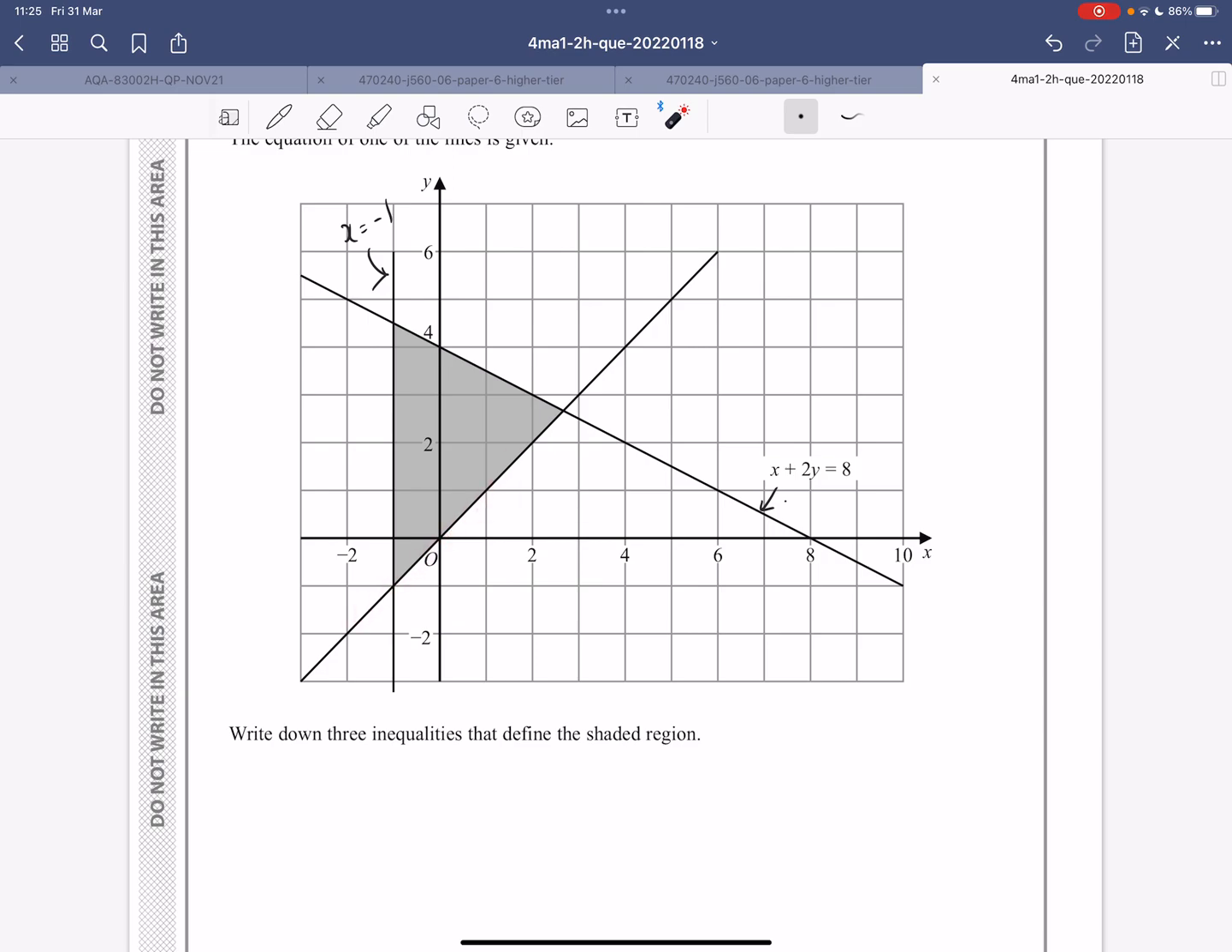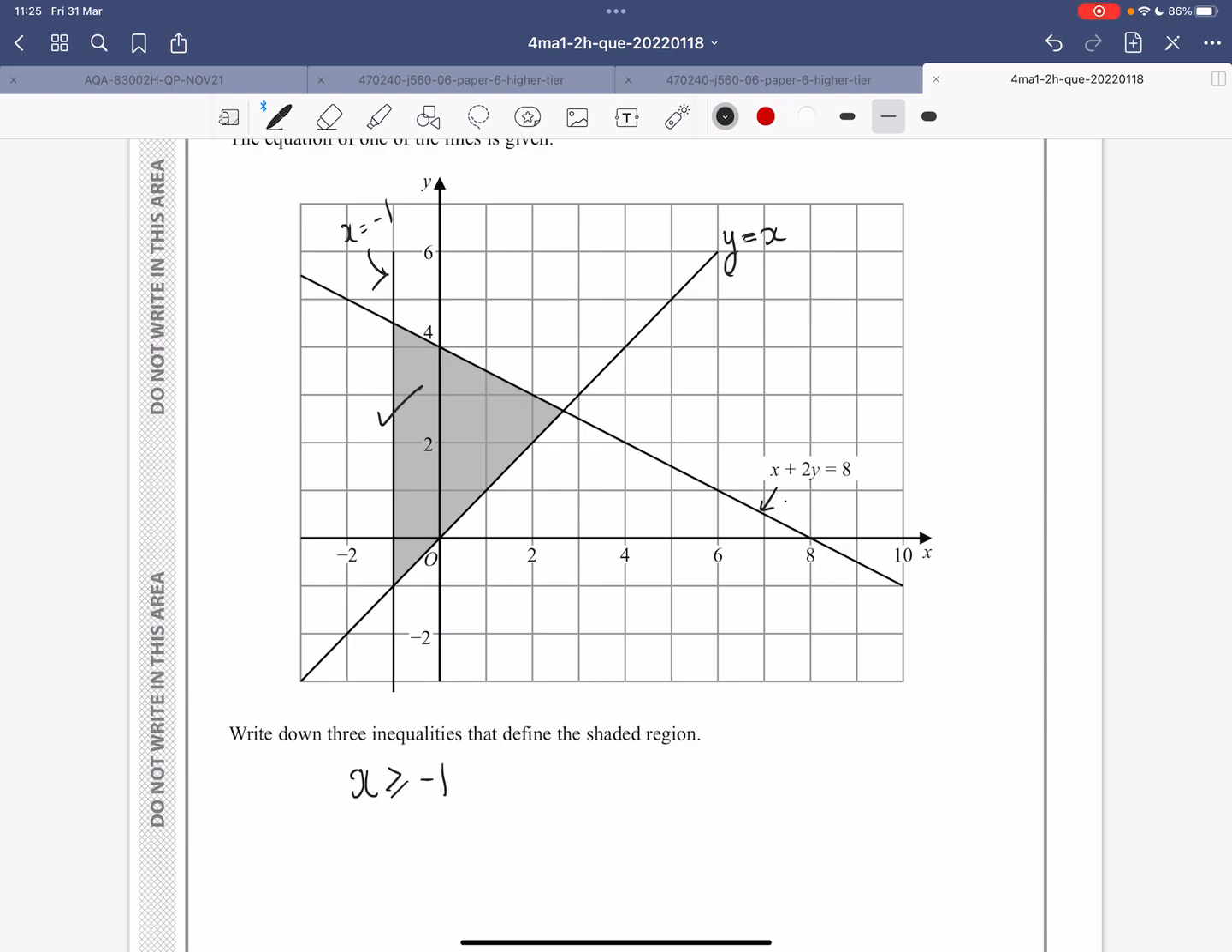This line here, when it goes through 0, 0, 1, 1, 2, 2, 3, 3, etc., that's the line y equals x, because the x coordinate is the y coordinate. So in the shaded region, our x coordinates are bigger than minus 1, because we're to the right of this line here. Greater than or equal to minus 1, because it's a bold line. So I've done that one.